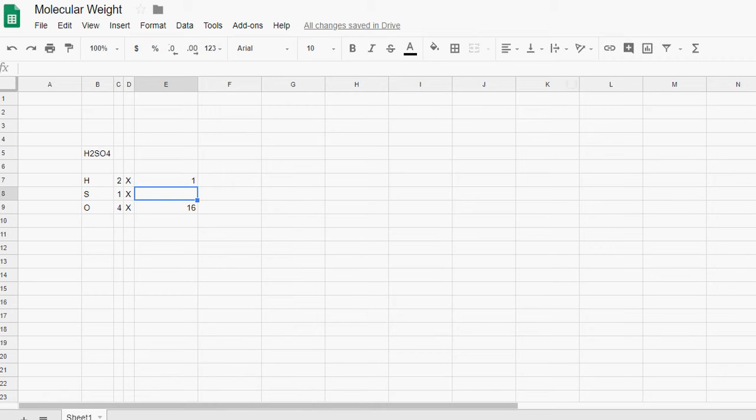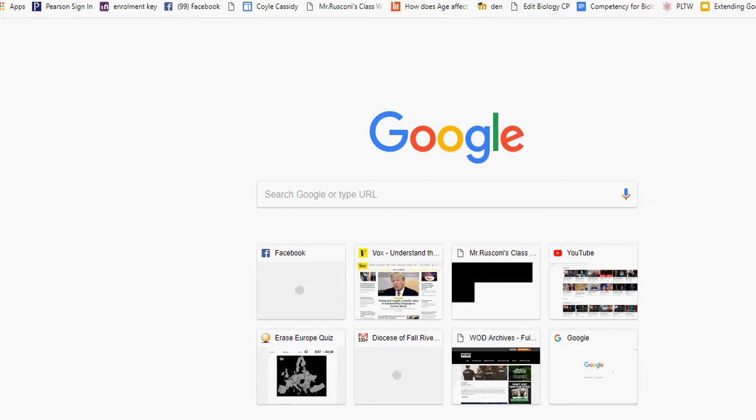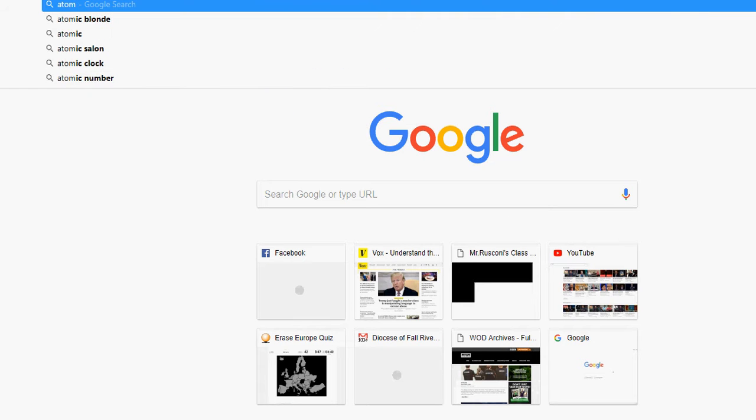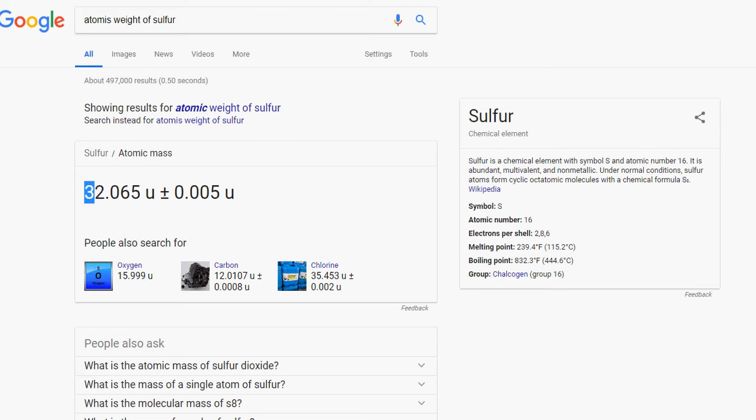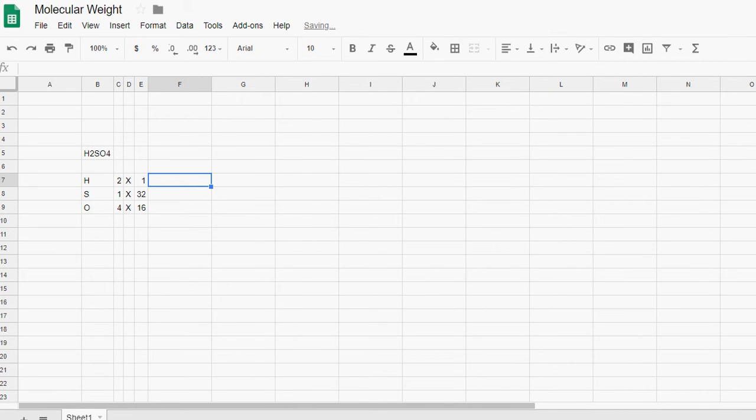Now, sulfur I'm actually going to have to look up, and I'm actually going to cheat. I'm just going to look up the atomic weight of sulfur. Now, I actually know some of these, and the atomic weight is 32. Okay, so we're just going to put in 32. Again, you're not allowed to do that on a test, so you would probably want to get your periodic table.